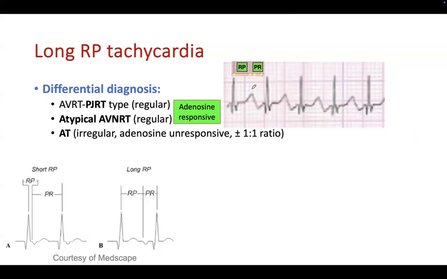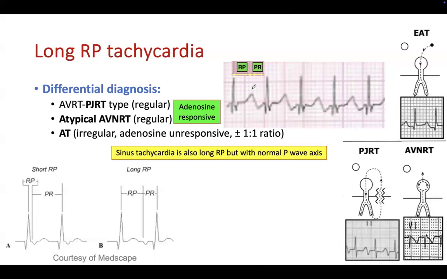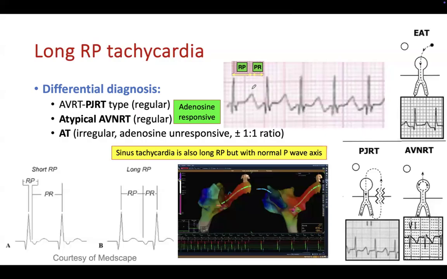So when you have long RP tachycardia, then you have a narrow differential, and then you look at the regularity of the tachycardia, you look at the P to QRS ratio, and you look at the adenosine response, and then you can narrow down your differential even further. Sinus tachycardia is also a type of long RP, but again, the P wave should be normal in axis. So this patient underwent ablation, and the patient was having PJRT type AVRT and was ablated thereafter.